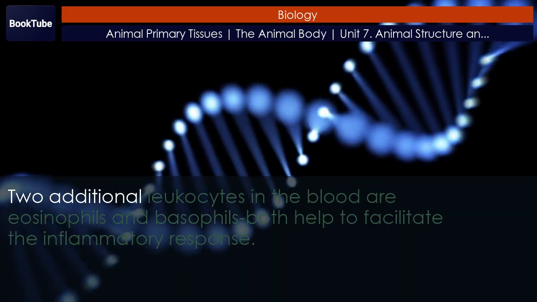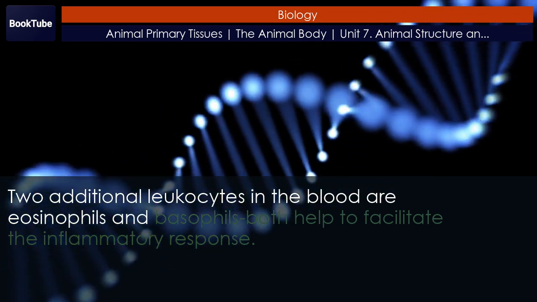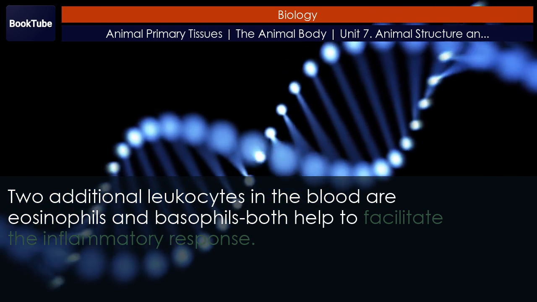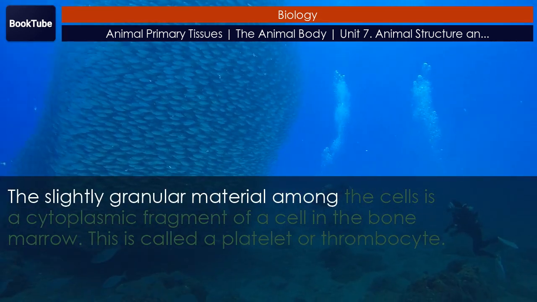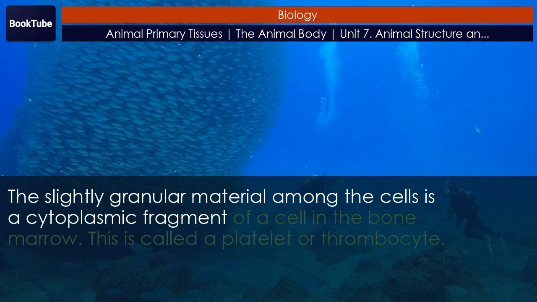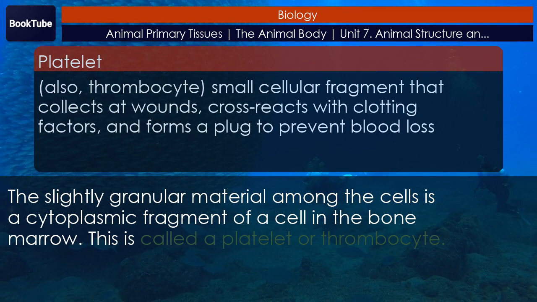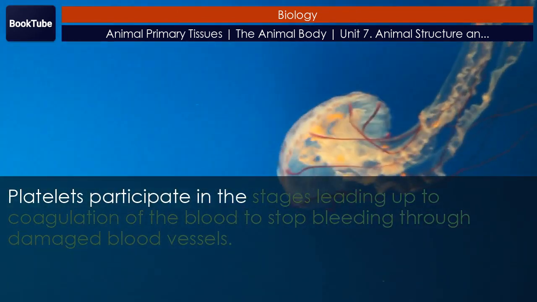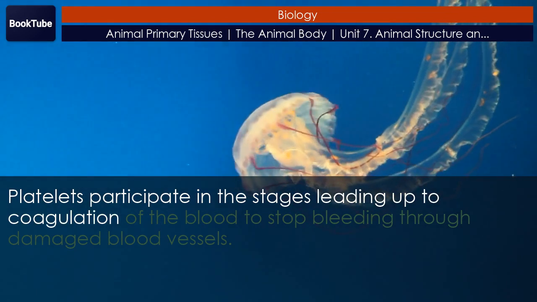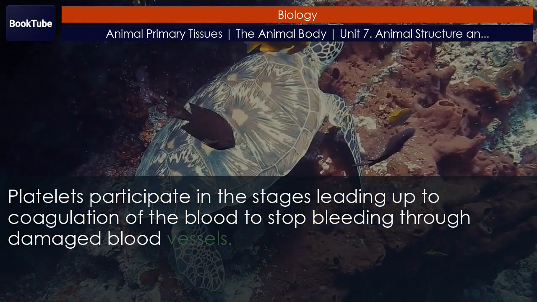Two additional leukocytes in the blood are eosinophils and basophils. Both help to facilitate the inflammatory response. The slightly granular material among the cells is a cytoplasmic fragment of a cell in the bone marrow. This is called a platelet or thrombocyte. Platelets participate in the stages leading up to coagulation of the blood to stop bleeding through damaged blood vessels.